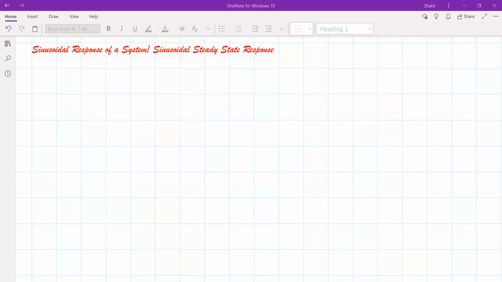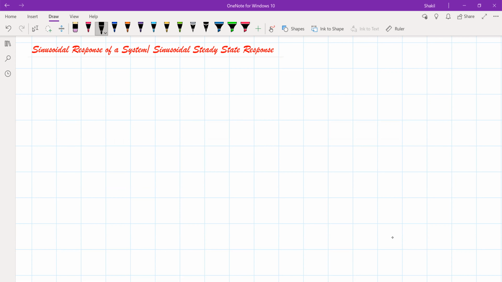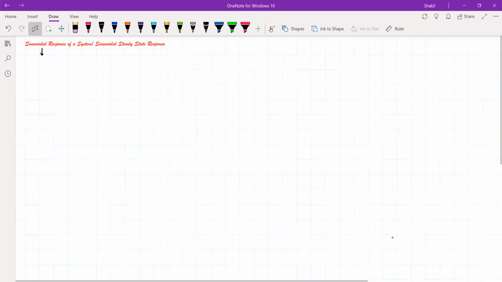Welcome. In this session, we will learn one more response of a system. That's referred to as the sinusoidal response of a system, sometimes referred to as the sinusoidal steady state response of a system. Sinusoids are often used to characterize a system.